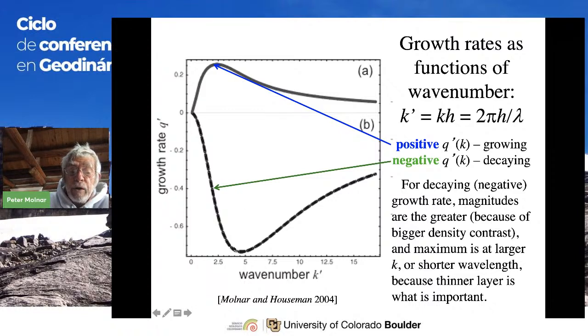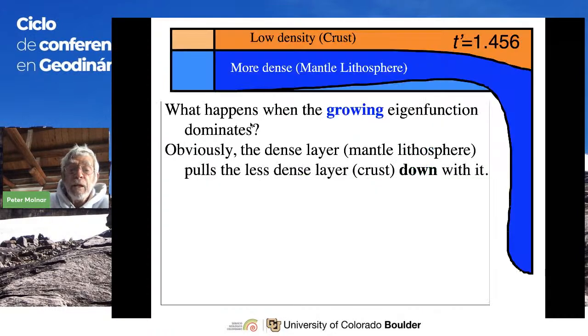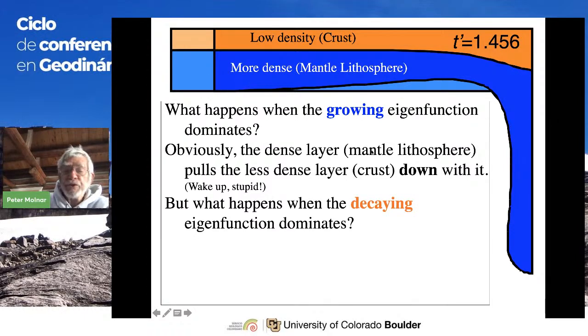And the wave number is larger, wavelength is shorter, because the crustal thickness is thinner than the thickness of the lithosphere. So what happens when the growing eigenfunction dominates? Obviously, the dense layer, the mantle lithosphere, pulls the less dense layer, the crust, down. This is obvious. This is no surprise.